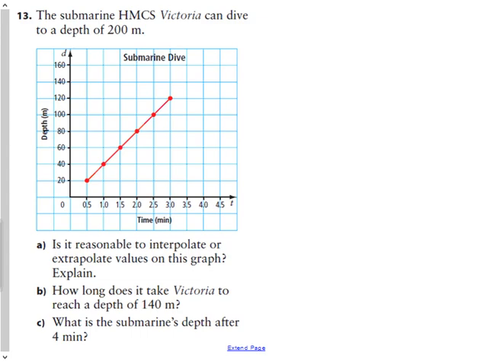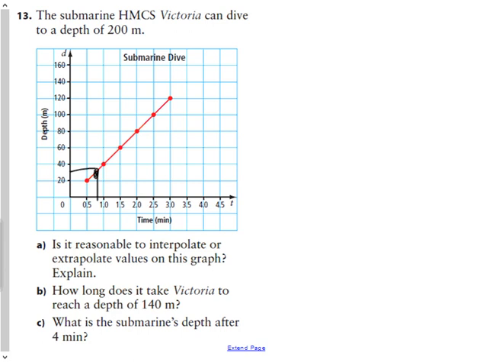And question 13, which I think is as far as I want to go today, because I think we're done after this. The submarine HMCS Victoria can dive to a depth of 200 meters. Is it reasonable to interpolate or extrapolate values on this? So is it possible that we could judge its depth here? Is that a reasonable thing to interpolate that piece of information? Yes, because it is possible to be at a certain depth at that time.